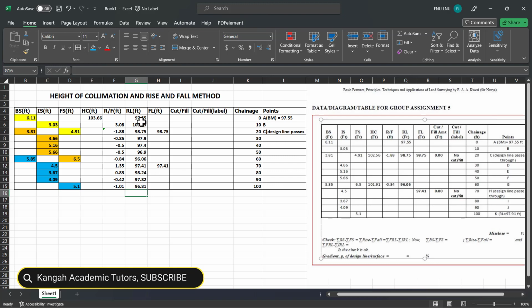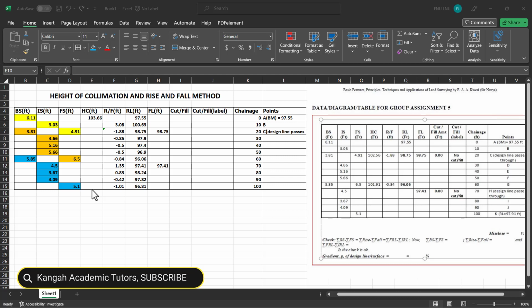So this confirms that our use levels here are correct. So now we are done with our use levels here. Now we have to compute our height of collimation. How do we compute our height of collimation?